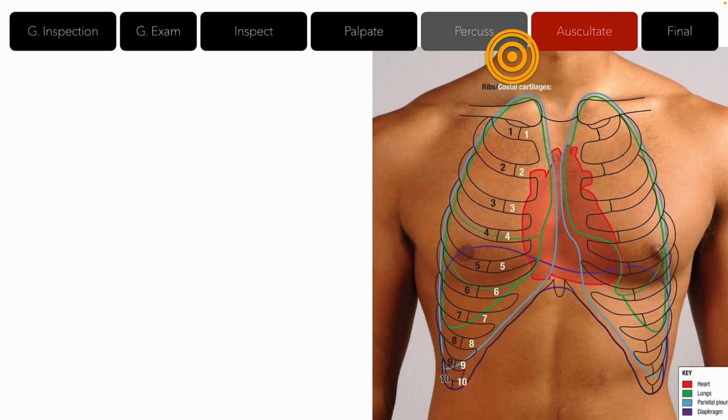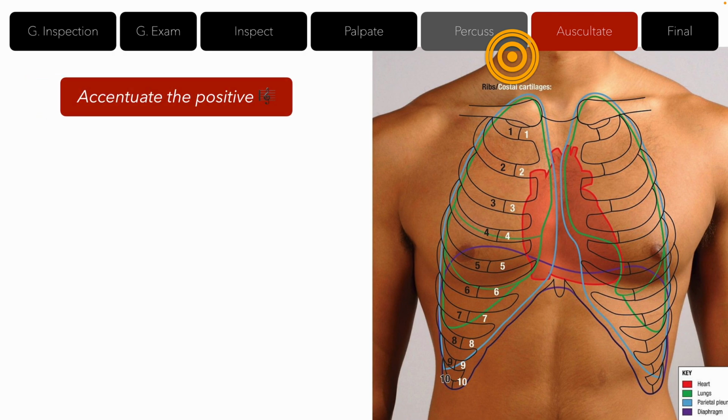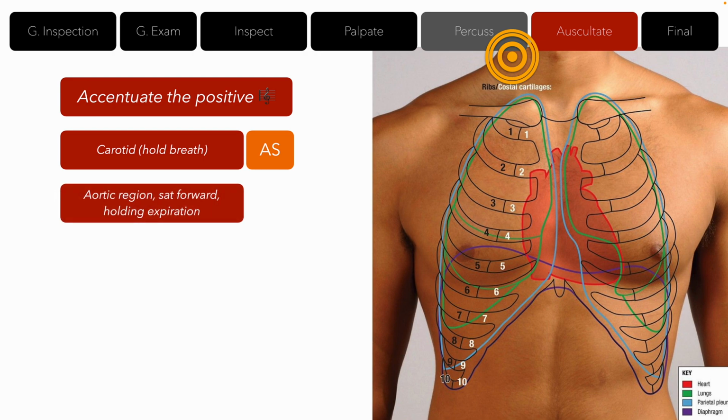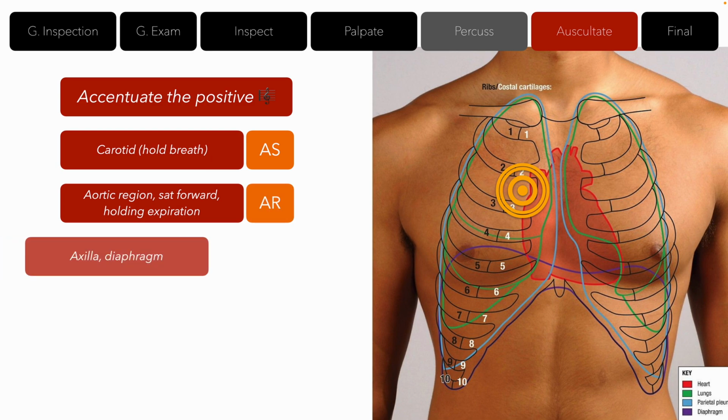Move up to the carotids, up here, accentuating the positive. So carotid, hold the breath in, otherwise all you'll be hearing is the trach for aortic stenosis. Aortic regurg, move it parasternally down there in the aortic region, sit them forward, big breath in and hold on your expiration. That's aortic regurg.